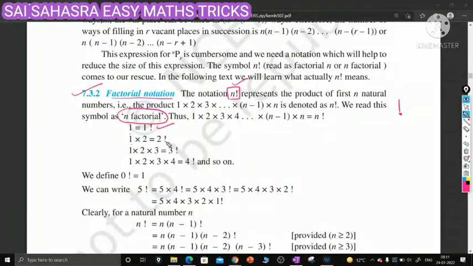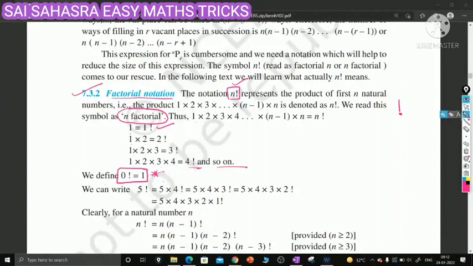So 1 is equal to 1 factorial. 1 into 2 is equal to 2 factorial. 1 into 2 into 3 equals 3 factorial. 1 into 2 into 3 into 4 equals 4 factorial, and so on. We define 0 factorial equal to 1. Please remember that 0 factorial equals 1.